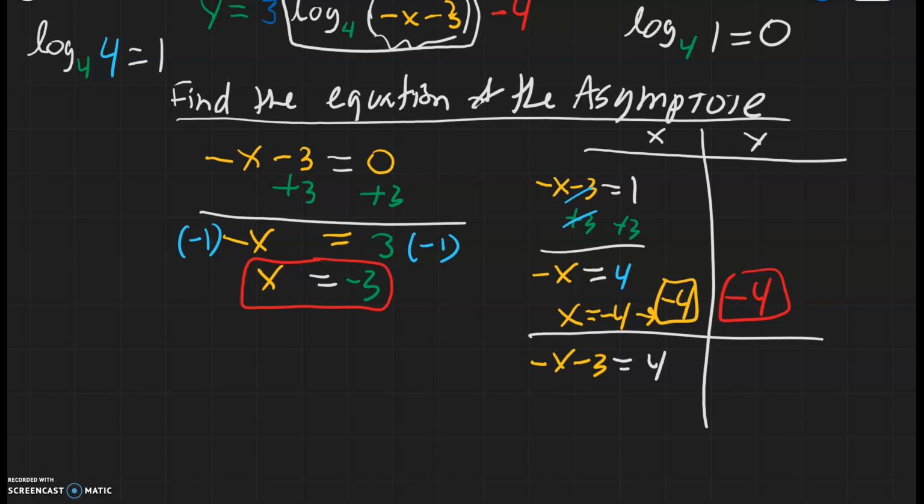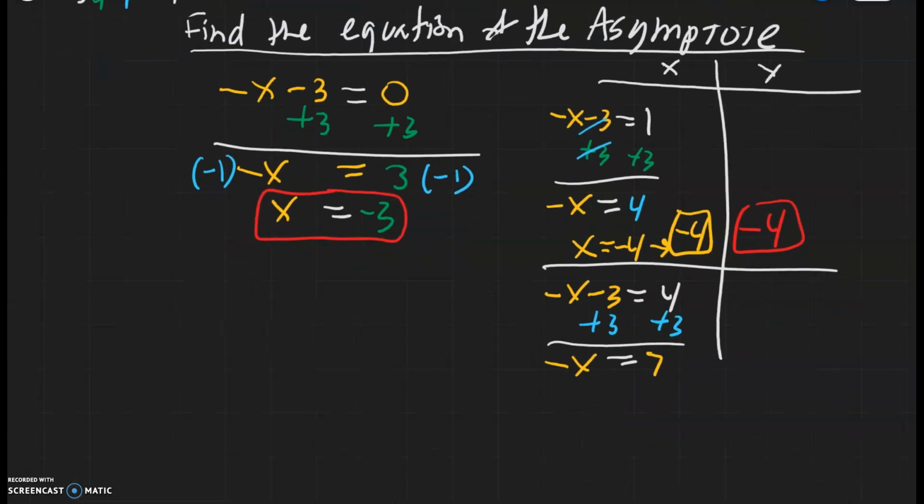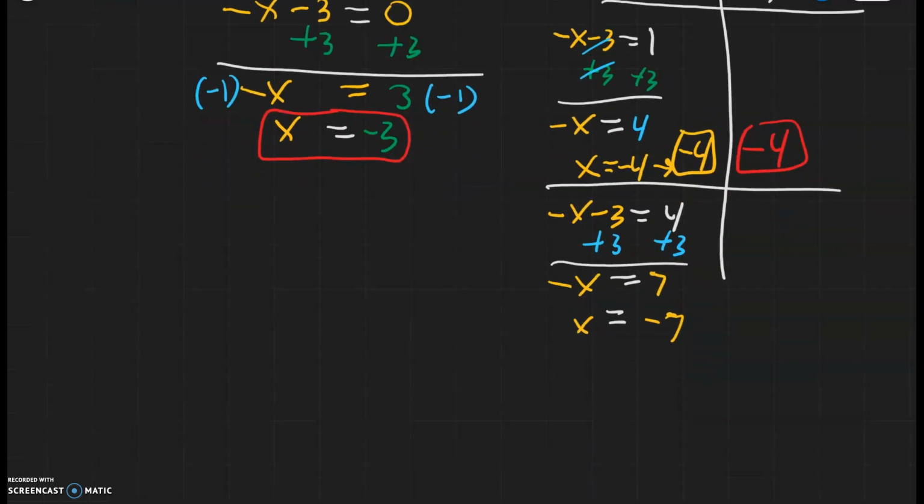So we'll go ahead and add 3 to both sides, and we end up with negative x is equal to 7. However, that's a negative x. So we keep solving, and we're going to end up with positive x is equal to negative 7. So that's actually the x value we want. And I'll go ahead and just circle that right here.